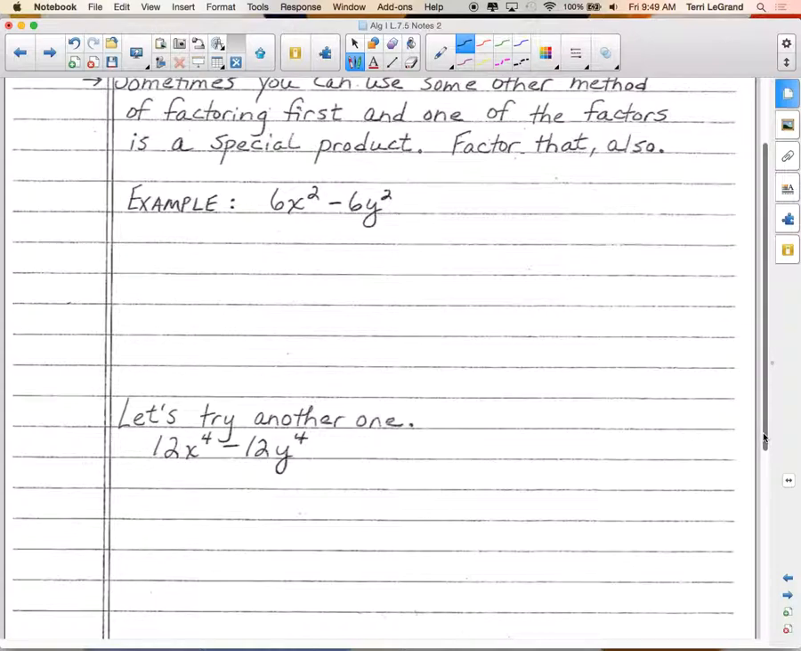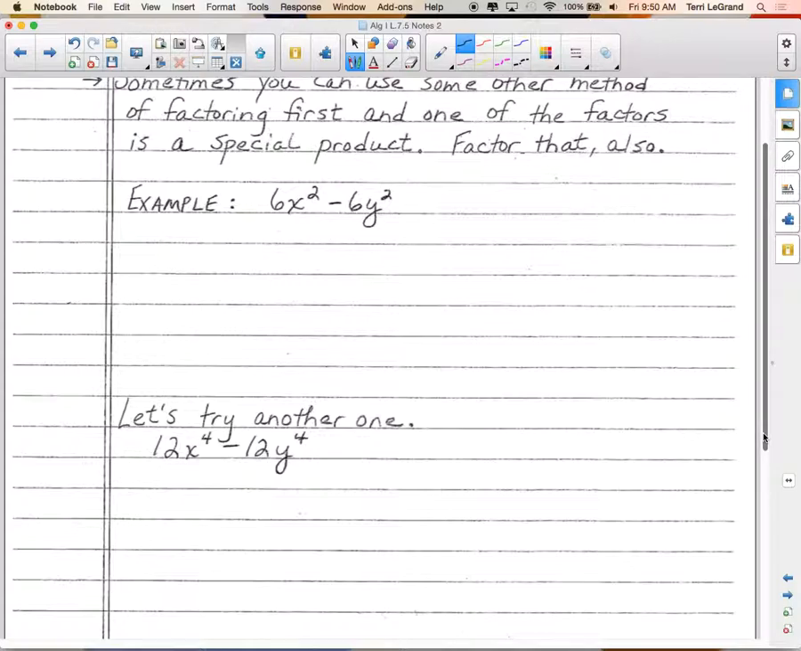The x squared part is a perfect square, but is 6? No, it's not. So right now we would say no to this one. We would say both terms are not perfect squares. Well, guess what? We're going to make it so that we do have some perfect squares.